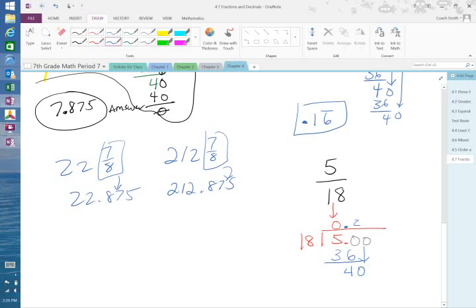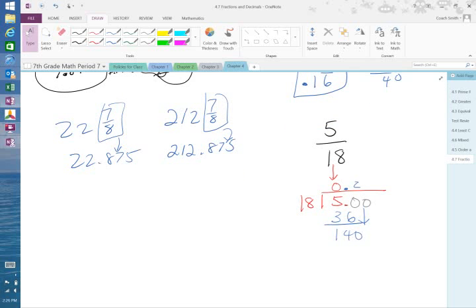18 into 40 goes, hang on, that's wrong. It should be 14, and that's 140. 18 goes into 140 7 times. That's 126. That would be a remainder of 14. Add a 0, bring it down. So it keeps doing that right there, 0.277777, and it would go on forever. Okay, so my answer then is 0.27 with the bar over the 7.